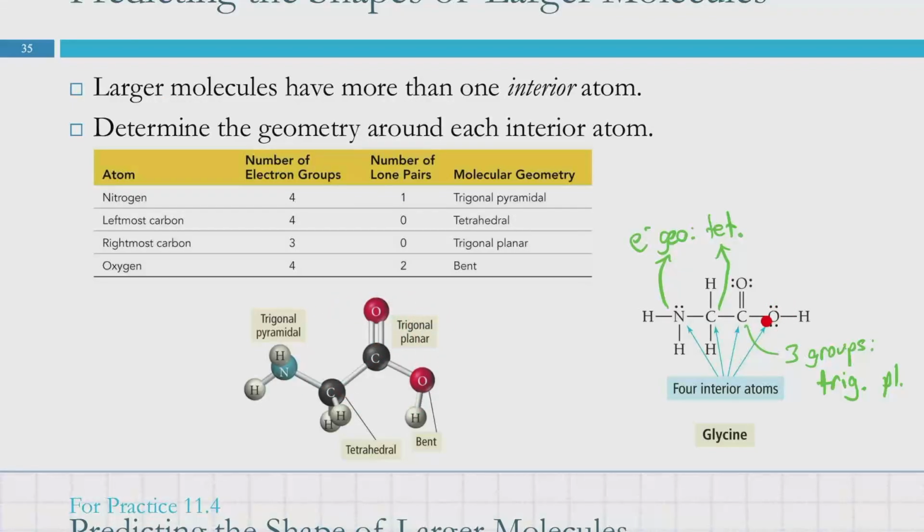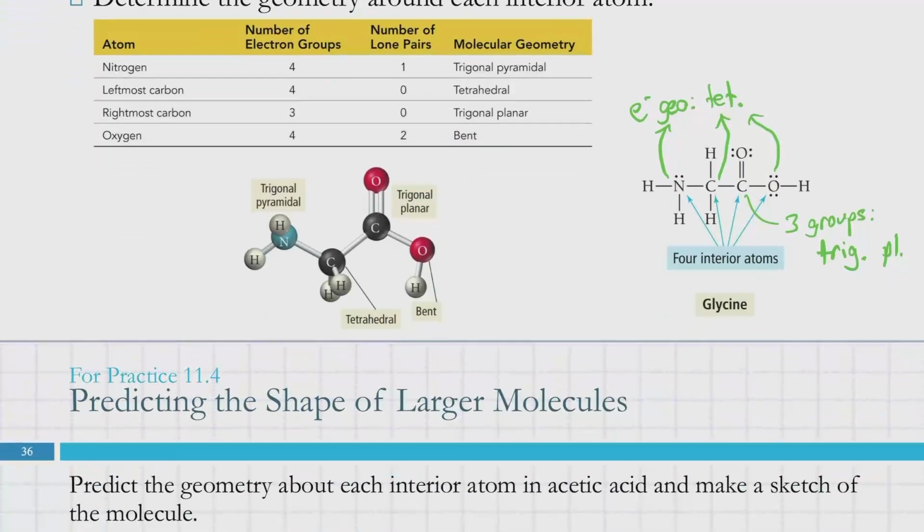And then our oxygen on the left, 2 bonds, 2 lone pairs. This would also have the electron geometry of tetrahedral. But then when we go to assess its actual shape, the 2 lone pairs means that it actually has the bent molecular geometry.